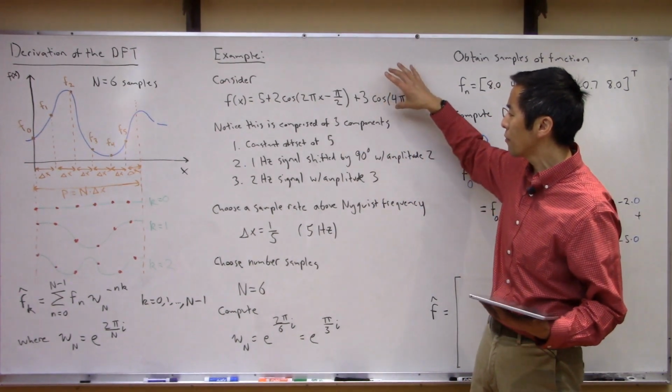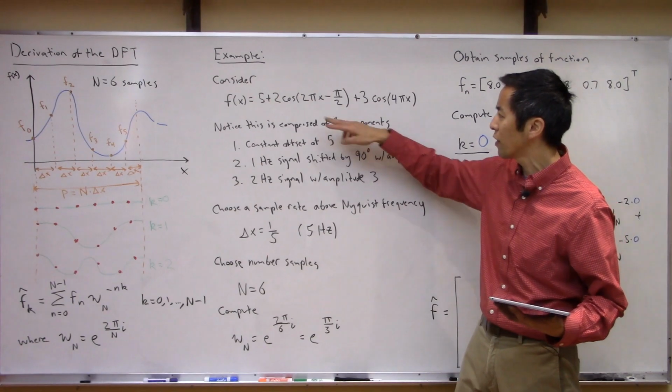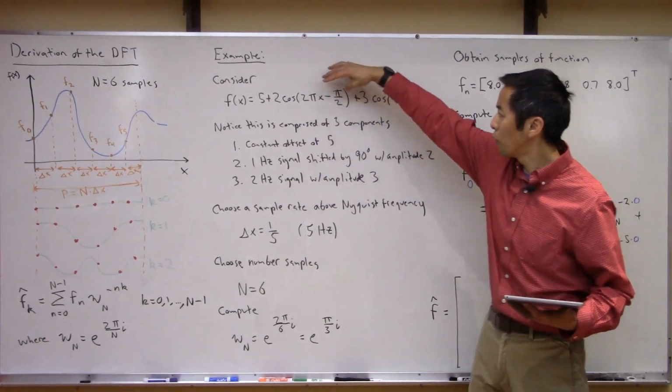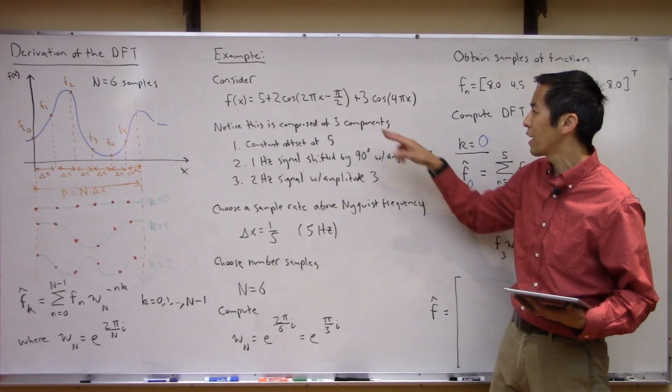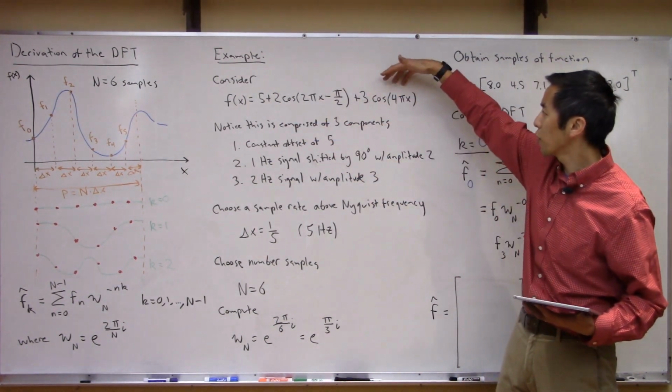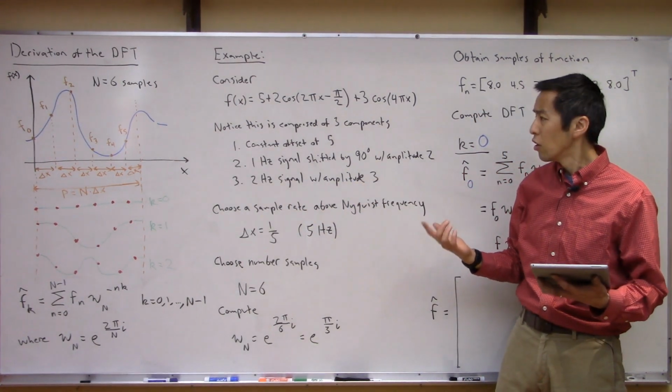Notice here that this thing is made up of 3 components. The first component is a constant offset of 5. The second component is a 1 hertz signal shifted by 90 degrees, and it has an amplitude of 2. And the third component is a 2 hertz signal with an amplitude of 3. Okay, so here's a picture.